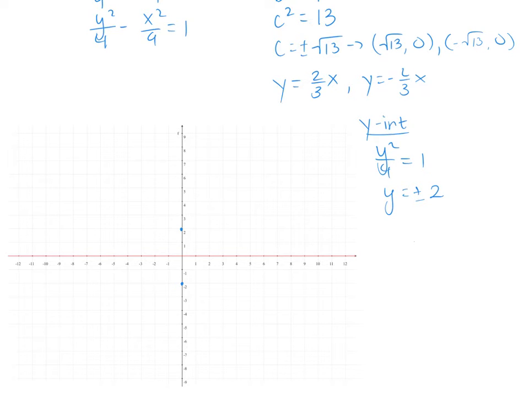So 1, 2, 1, 2, 3, and keep going. Okay, so this is roughly somewhere near my line, like so. And then now I got to do the other one, which is negative 2/3. So down 2 over 3, down 2 over 3.